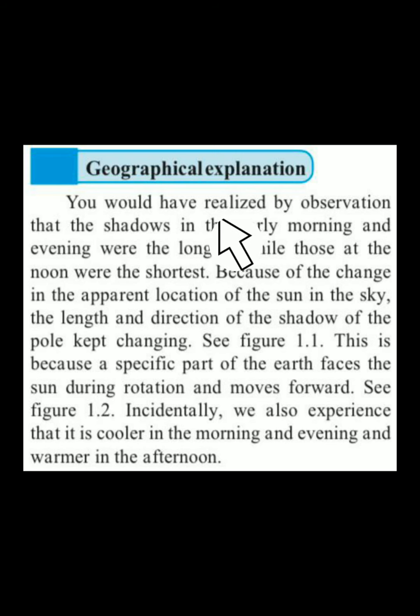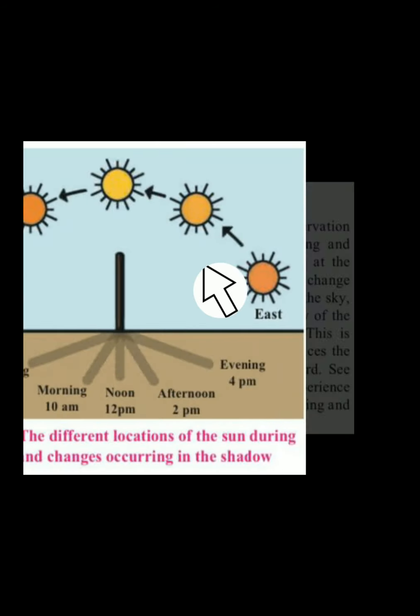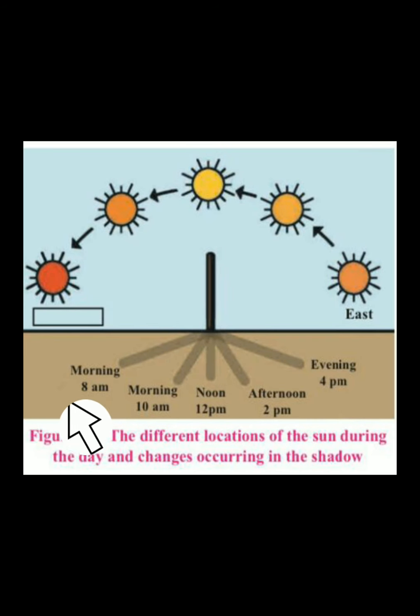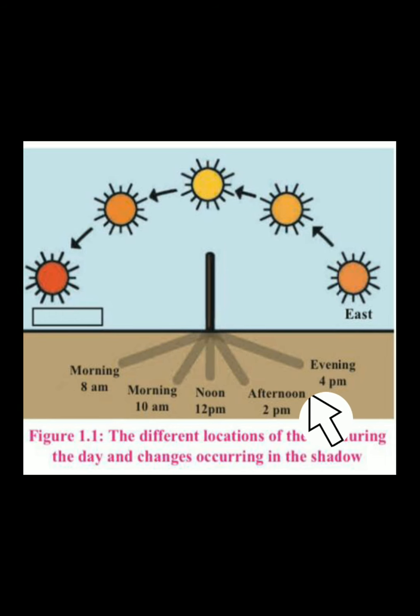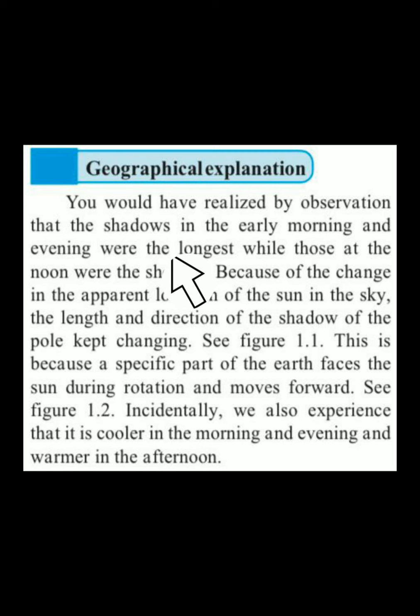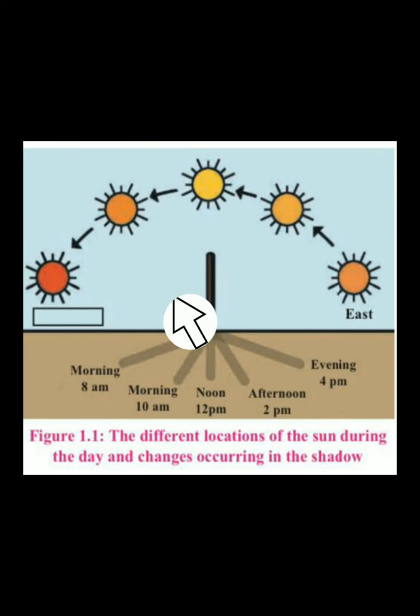You would have realized by observation that the shadows in the early morning and in the evening were the longest. I said just now that those in the early morning at 8 a.m. and those in the evening, at 4 p.m., were the longest, while those at noon were the shortest. That means at around 12 p.m. this was the shortest shadow. So we have seen that.